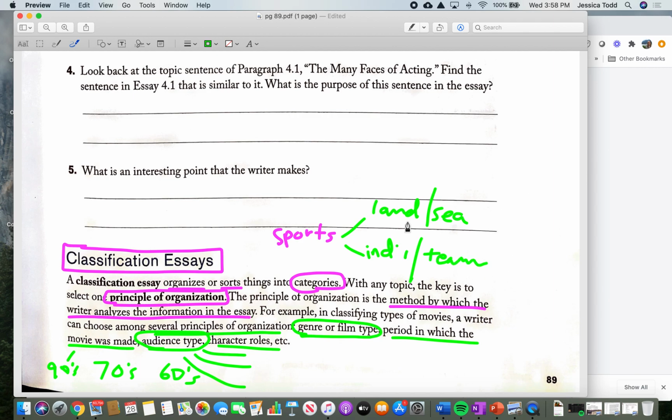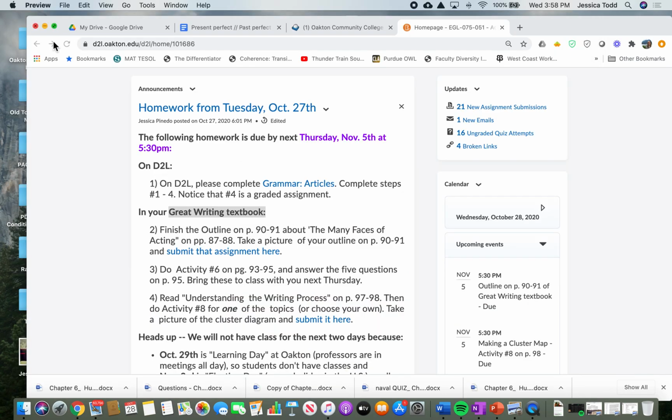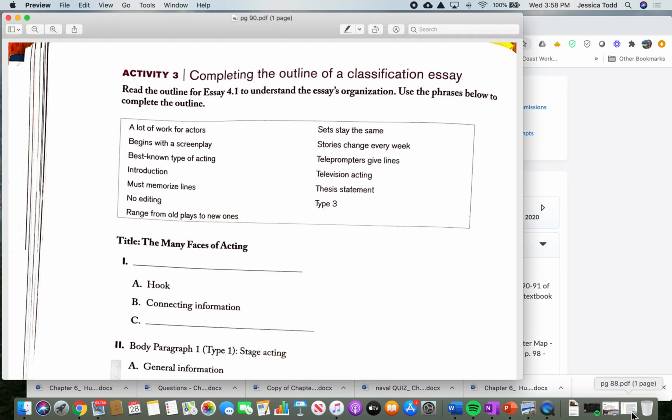Okay, so again, depending on the kind of essay that we want to write, we would choose a different pattern of organization or principle of organization. So this is what we mean about that classification essay. Now let's look at how we can outline this essay. So I'm going to close this up. And I'd like you to turn now to page 90, which is the very next page in your textbook.